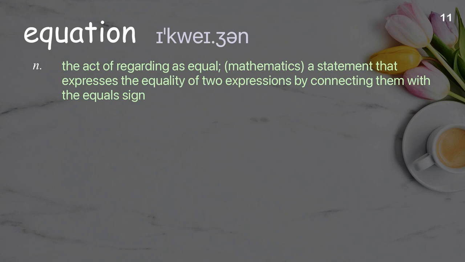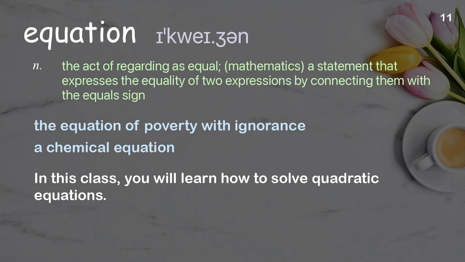Equation. The act of regarding as equal, mathematics, a statement that expresses the equality of two expressions by connecting them with the equal sign. Examples. The equation of poverty with ignorance. A chemical equation. In this class, you will learn how to solve quadratic equations.